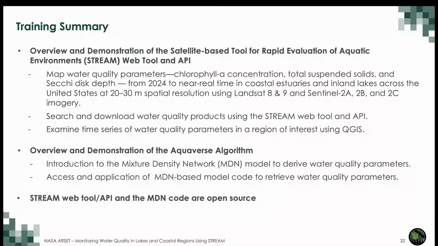We saw how to search and download water quality products using the STREAM web tool and API, and then we examined time series of water quality parameters in the region of interest using QGIS. Today in part 2, we had an overview and demonstration of the Aquaverse algorithm. So, introduction to the MDN models to derive water quality parameters, and access and application of MDN based model code to retrieve water quality parameters. Finally, STREAM web tool and API and the MDN code are all open source, and you can download and use the code as we saw today from Dr. O'Shea.